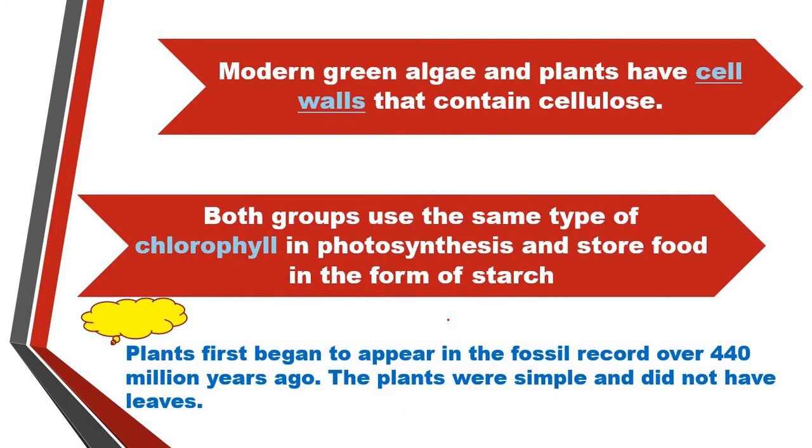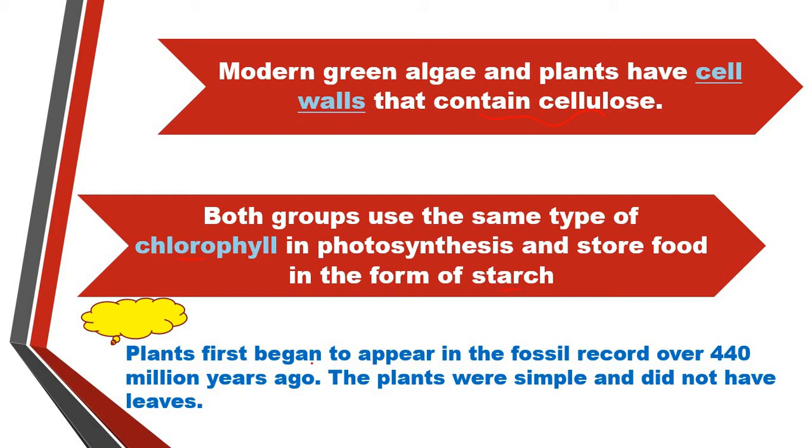What are these common characters? Number 1, they both have cell walls containing cellulose in their structure. Also, both groups, green algae and plants, use the same type of chlorophyll in the photosynthesis process, and they both store food as the same kind of starch.